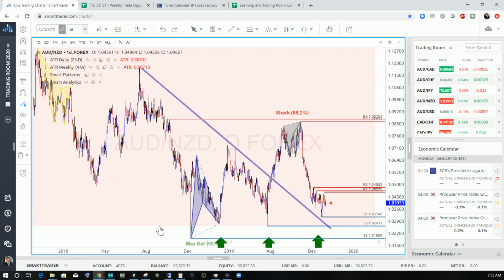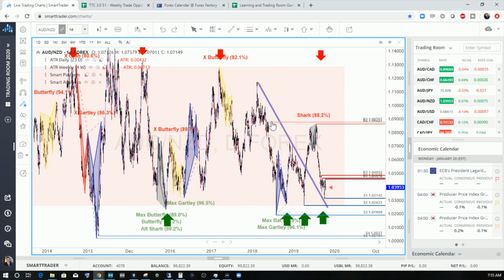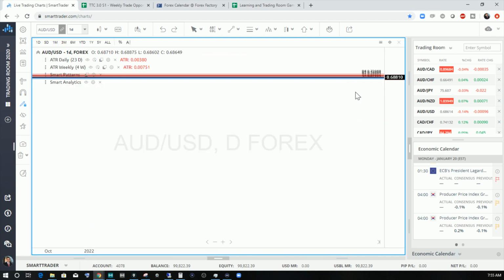Definitely as we continue to hold up at the support right here, we're looking for price to move all the way up here to the top, which is a pretty good deal because we're looking at around 900 pips to the upside. So Aussie New Zealand dollar remains bullish for the week. My opinion would be buying on dips, keeping it long. Let's go take a look at Aussie US dollar.